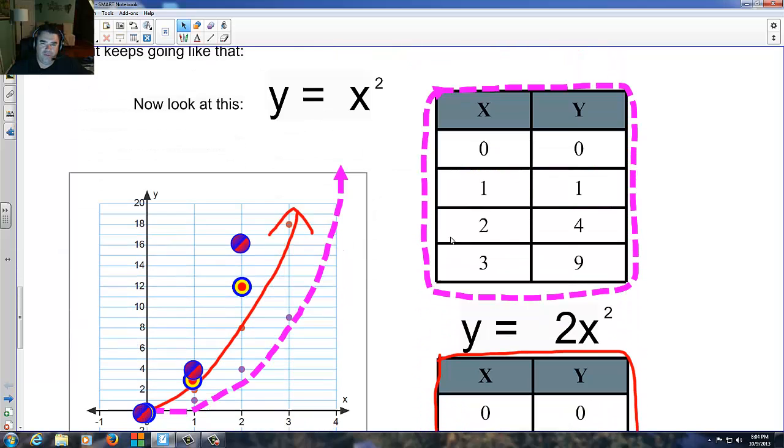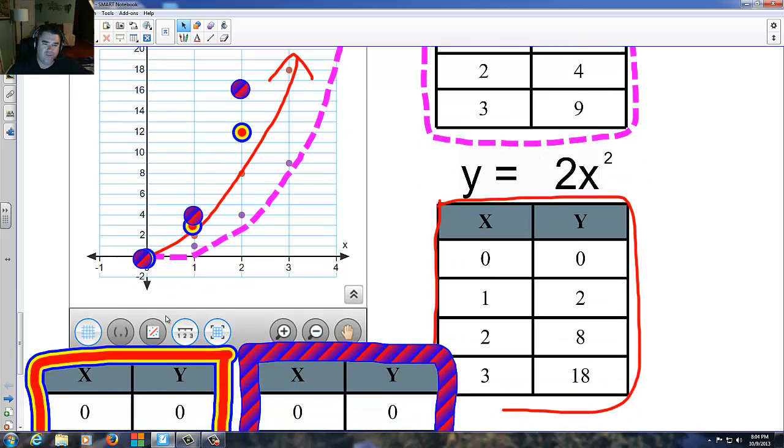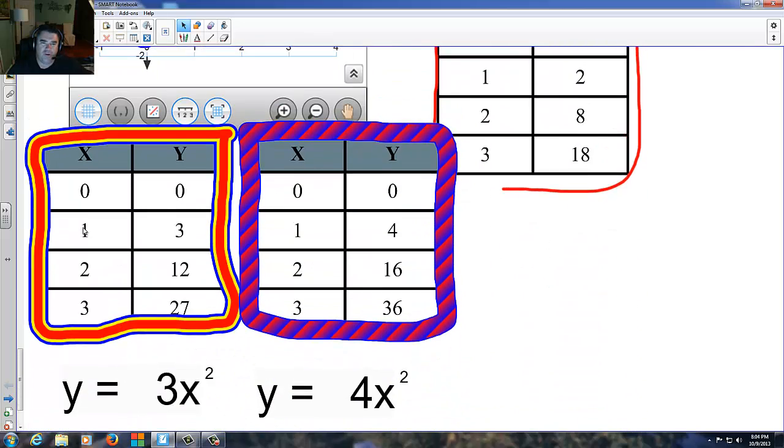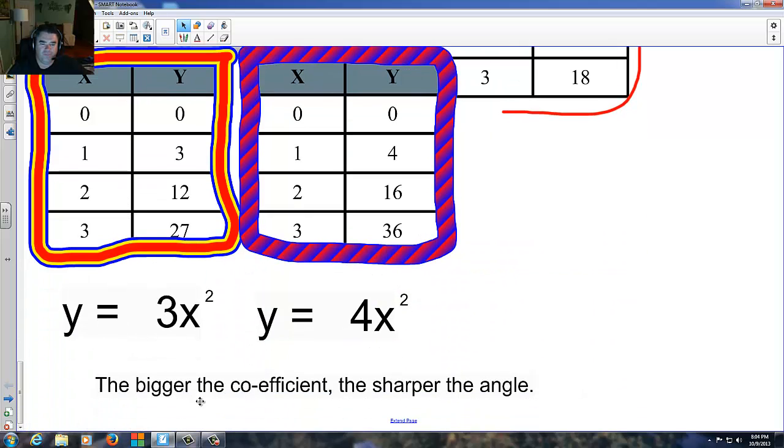Now we have y equals x squared again, y equals 2x squared, and these are showing an even sharper increase with 3x squared and 4x squared. Notice how they're cutting even faster than the 2x squared. The bigger the coefficient, the sharper the angle becomes. So the larger the number, the quicker the increase upwards.